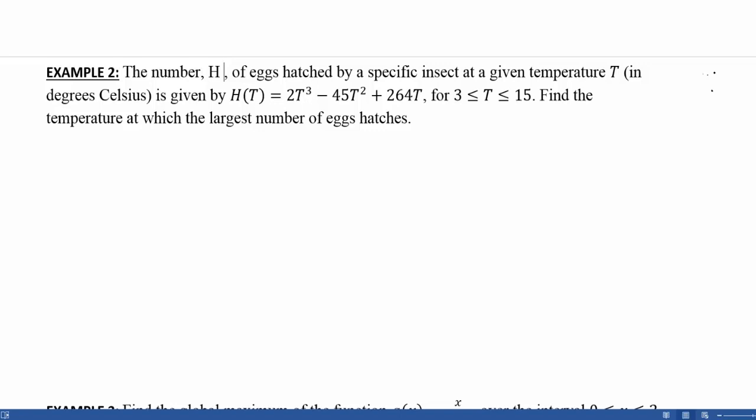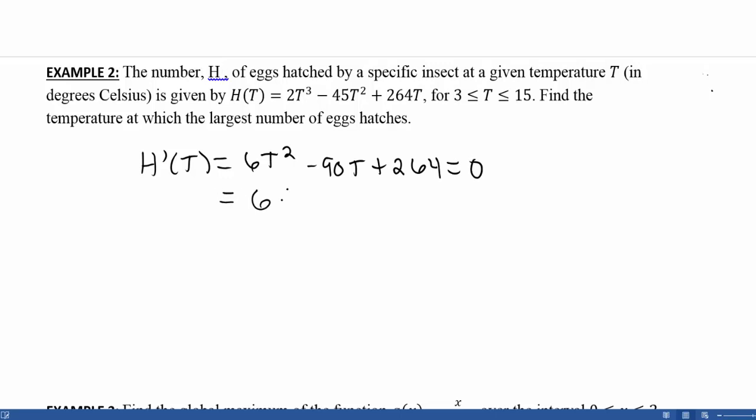So again, I have endpoints. I have a restricted domain and my interval is 3 to 15. So I know already that I'm going to be testing 3 and 15 in my function. However, I also need to find any critical points and test those as well. So let's find the first derivative of this function. So my first derivative here is going to be 6t squared minus 90t plus 264. And I want to know, when does that equal 0?